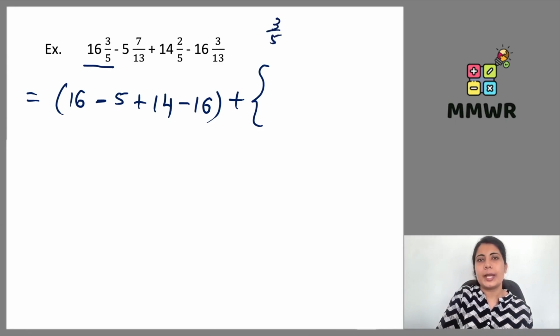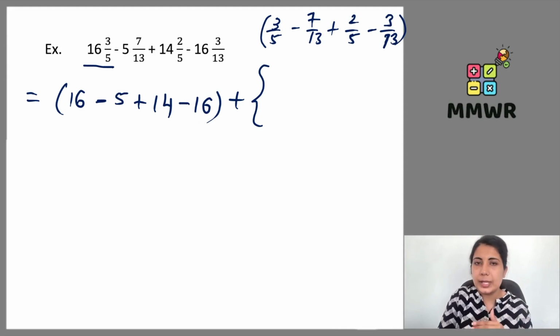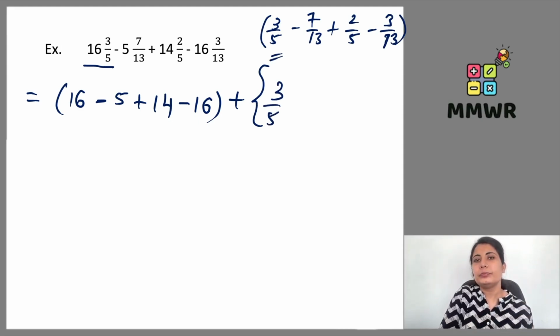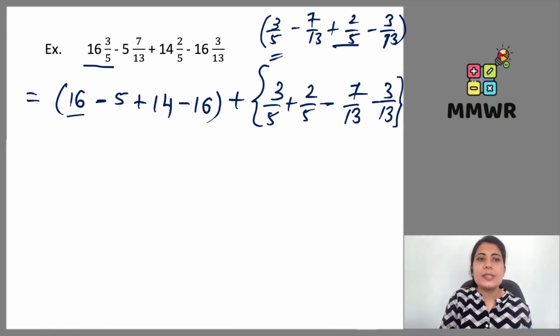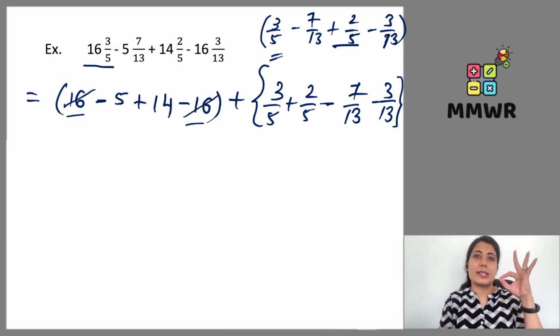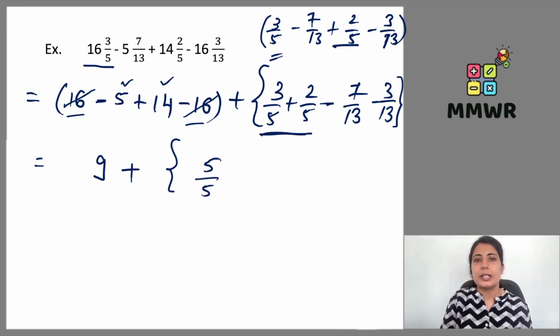पहले 3 by 5 एक group में आ गया. Minus 7 by 13 plus 2 by 5 minus 3 by 13. You can first write it this way and then 3 by 5 plus 2 by 5 minus 7 by 13 minus 3 by 13. You can have it like this also. Right? Now positive 16, negative 16, 16 minus 16 gives us 0. This is minus 5 plus 14, that means positive 9. Plus 3 by 5 plus 2 by 5 gives me 5 by 5. Minus 7 minus 3.